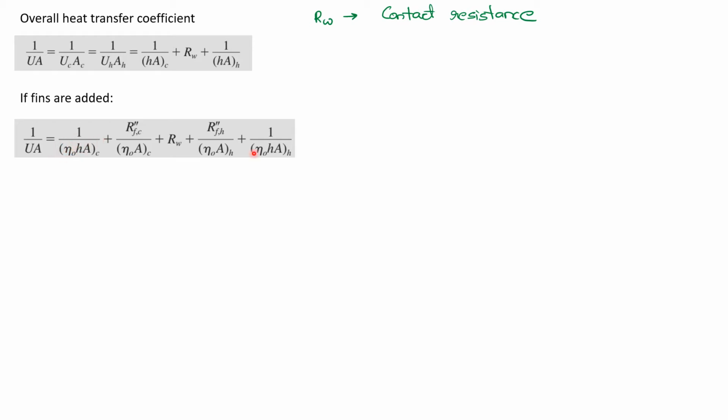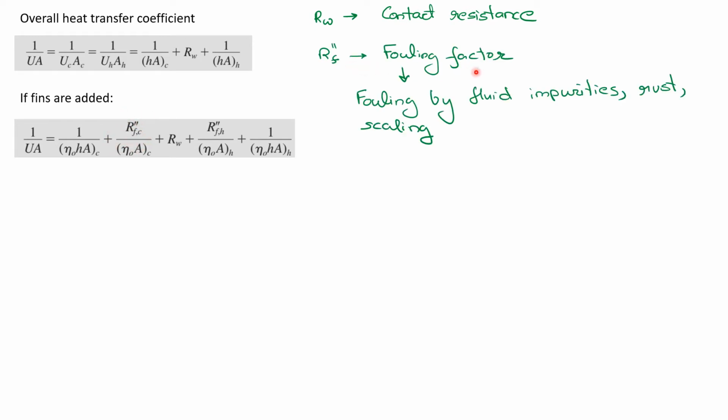We get an efficiency term here, and we also see another term which is this R double prime FC, and that R double prime FC is the fouling factor. Now what happens is that when you have continuous flow through these pipes or through these tubes, you may have some fouling due to fluid impurities.